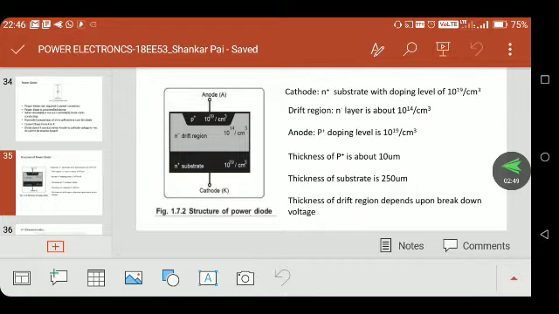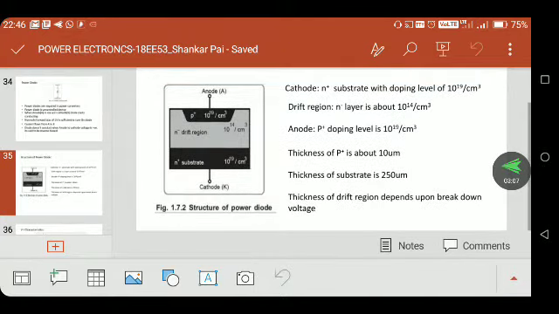Now over the substrate, the drift region is grown, and over that drift region, the P layer is diffused. Look at the thickness and the doping levels. The plus sign indicates highly doped and the minus sign indicates lightly doped. Usually the drift region is a lightly doped layer. And one more thing, how is the thickness of the drift region selected? Thickness of the drift region is selected based on the breakdown voltage of the device.